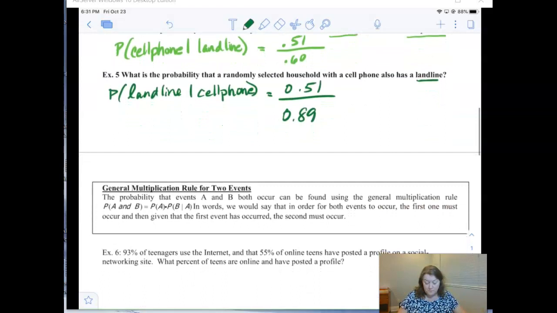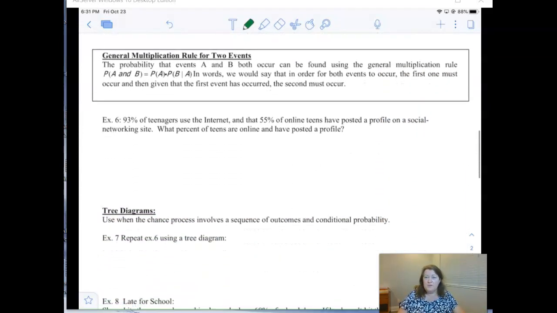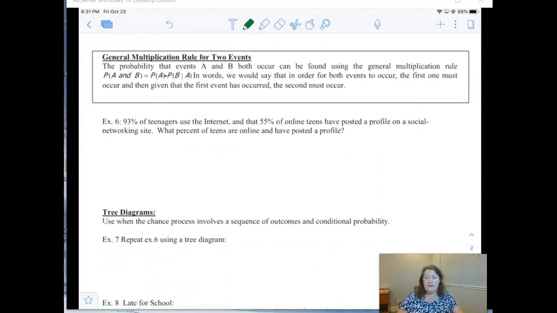All right. Next one, again, it gives us a rule first, but I'd much rather you understand what's really happening here. And this one says the probability that events A and B both occur can be found using a general multiplication rule that says if you want A and B to occur, you have to multiply the probability that A happens times the probability that B happens, given that A has already happened. That kind of makes sense, right? If you want to know both of them to happen, you kind of have to know that the first one already happened. Okay.